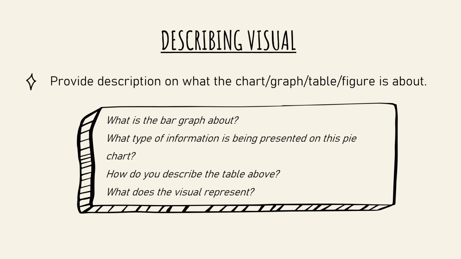So in describing visual, you usually see these kind of questions. For example, what is the bar graph about? What type of information is being presented on this pie chart? How do you describe the table above? What does the visual represent? So see, the list of questions are basically asking you the same thing, which is to describe what the visual text is about.